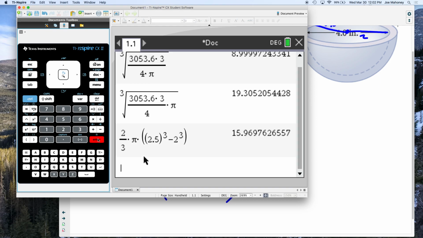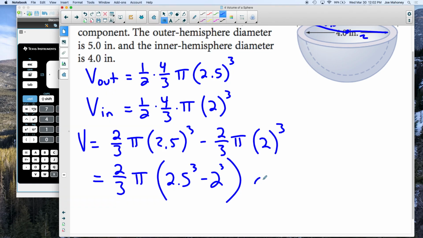Let's round it to the nearest, I don't know, whole cubic inch. So let's say it's about like 15.96 and a whole bunch. So let's say 16 cubic inches. How'd you do with some volume today? Use that volume formula for spheres and for hemispheres.